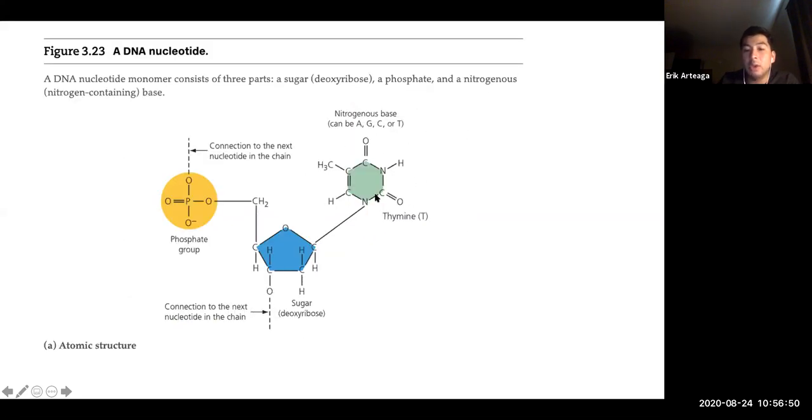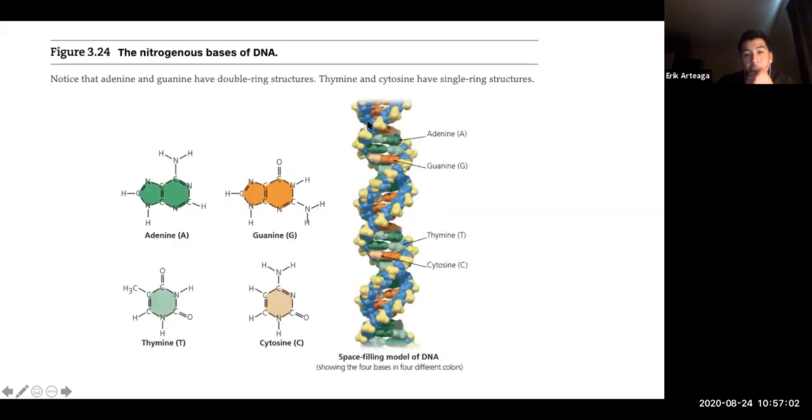Okay, and then you have a nitrogenous base, right? This is going to be thymine, but it can be thymine, adenine, guanine, or cytosine, which we'll talk about briefly later when we get into DNA. All right. So you have adenine to thymine, guanine to cytosine. So these hydrogen bonds will form between this structure.